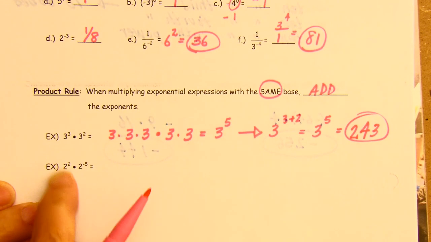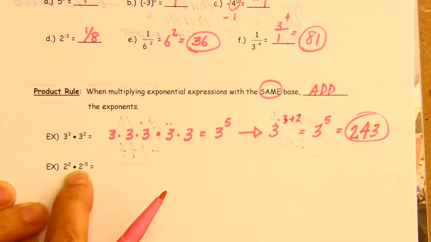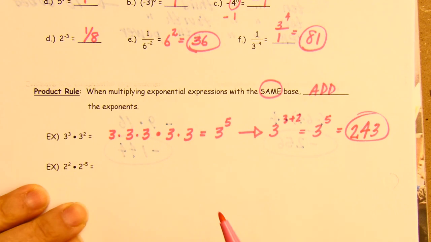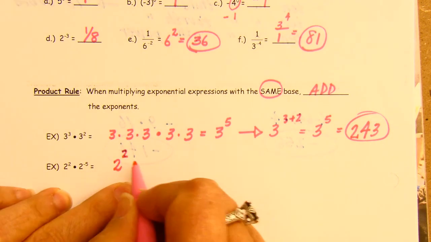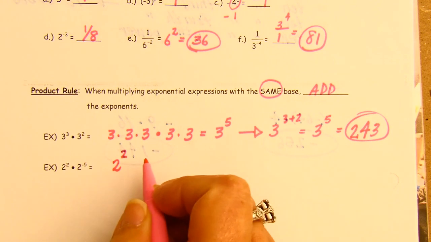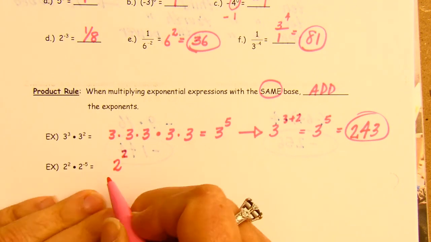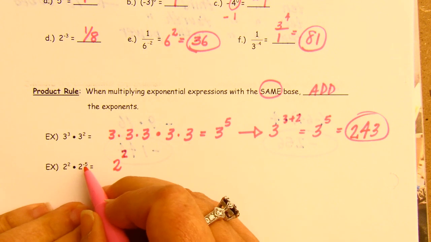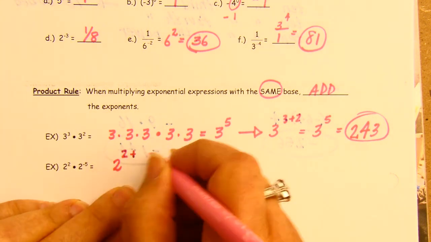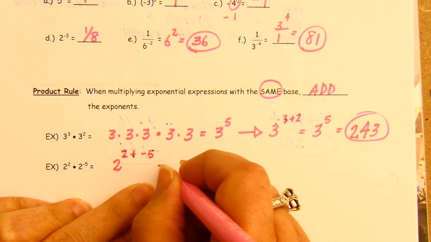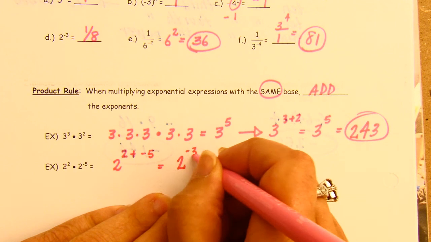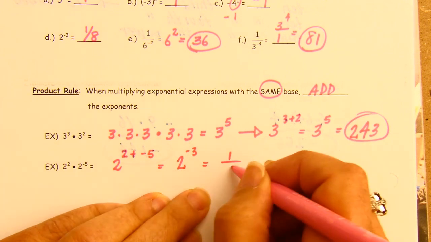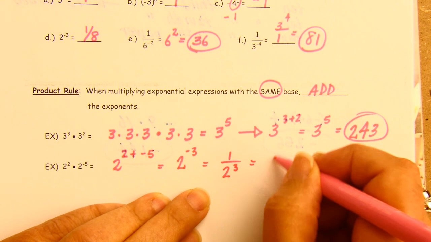2 squared being multiplied with 2 to the negative 5 power. We know bases are the same, operation is multiplication, we add the exponents. I'm sorry, this is 2 to the negative 5, so I'm going to add the exponents. So again, it's 2 plus negative 5, which really is 2 to the power negative 3, which becomes 1 over 2 cubed, which is 1/8.